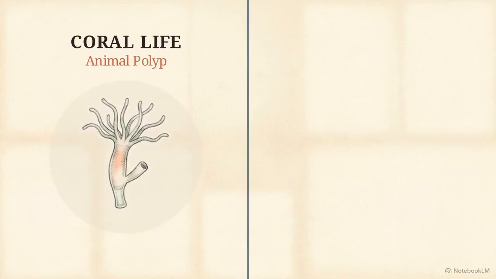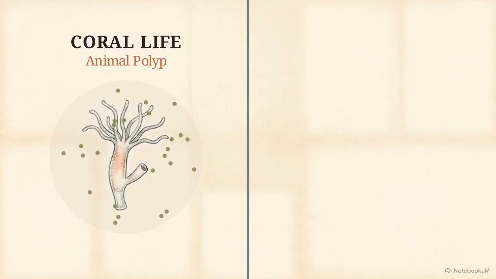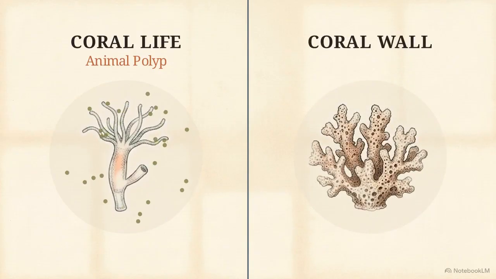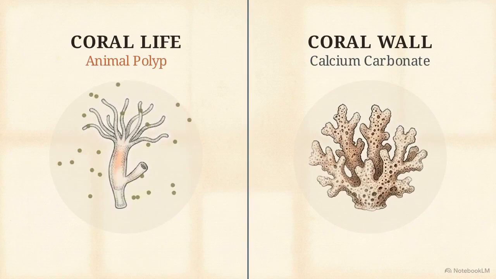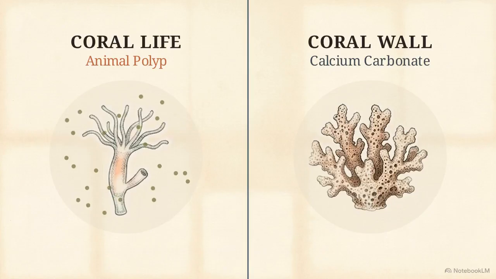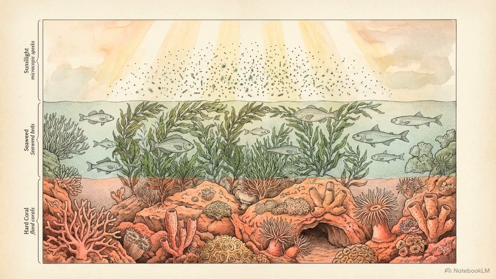Here, the biological definitions become specific. On the left, we see coral life, the individual animal polyps that live in symbiosis with algae. On the right, the coral wall, or reef, is the massive structure built from the calcium carbonate these polyps secrete over thousands of years. By providing oxygen, nutrition, and the literal rocky foundations for reefs, these organisms establish the environments where the rest of the ocean's life survives.